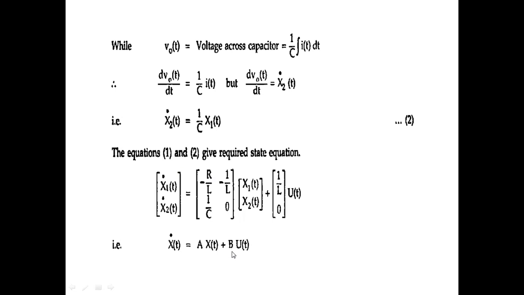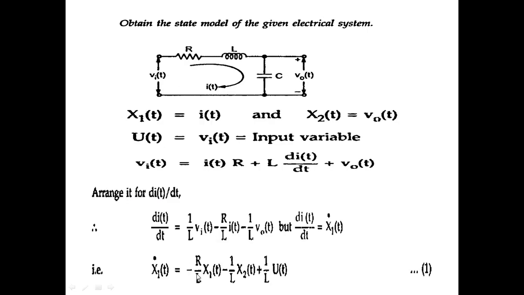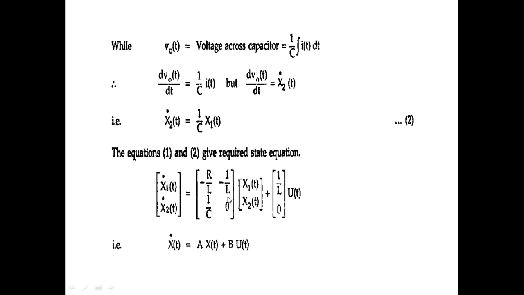So x dash of t we can rewrite as x1 dash of t, x2 dash of t, which is equal to a matrix multiplied by x1 of t and x2 of t. Here the A matrix is n cross n, where n is the number of state variables, so a 2 cross 2 matrix. What are the coefficients here? The coefficient of x1 is minus R by L and the coefficient of x2 is minus 1 by L. The first row is over now.